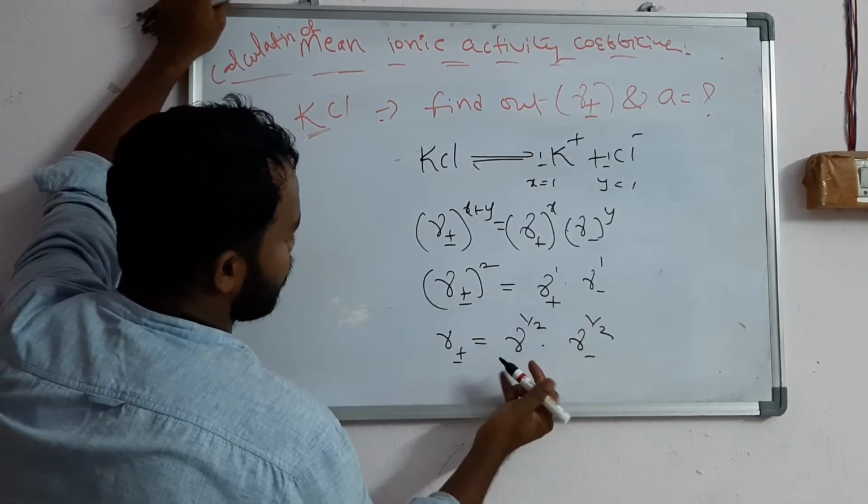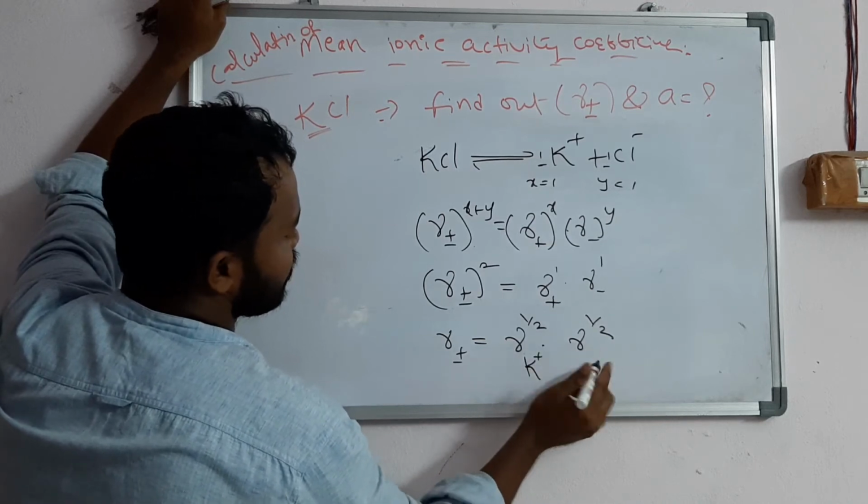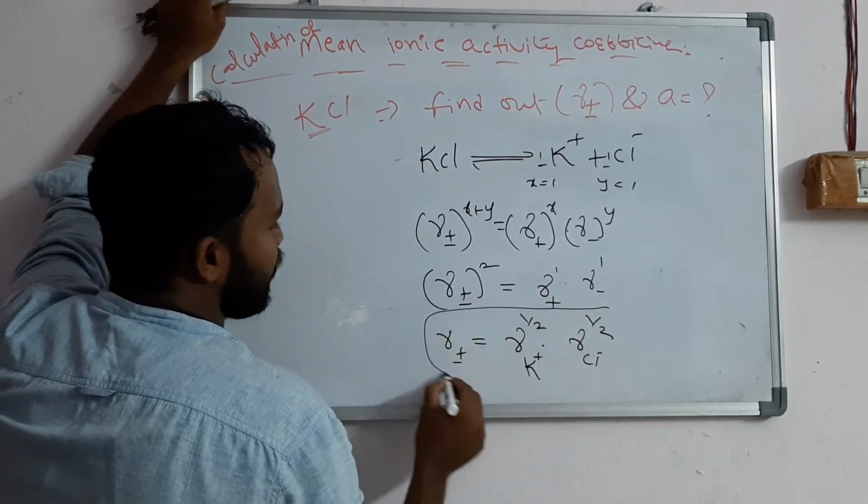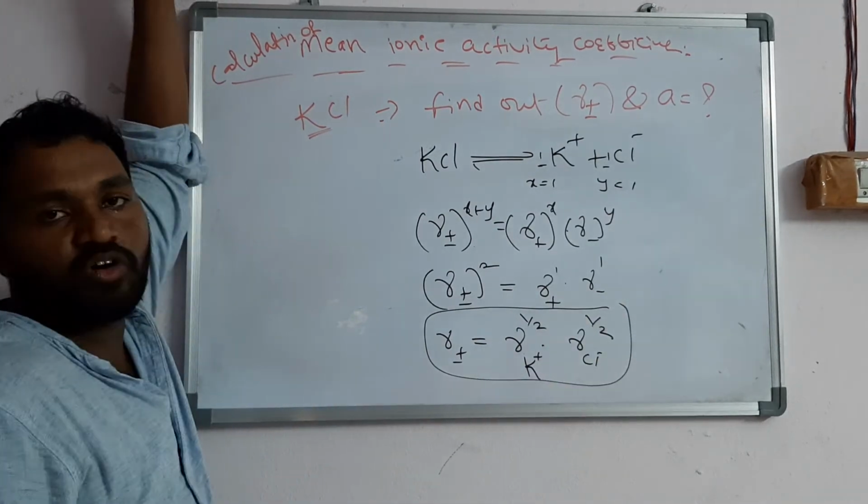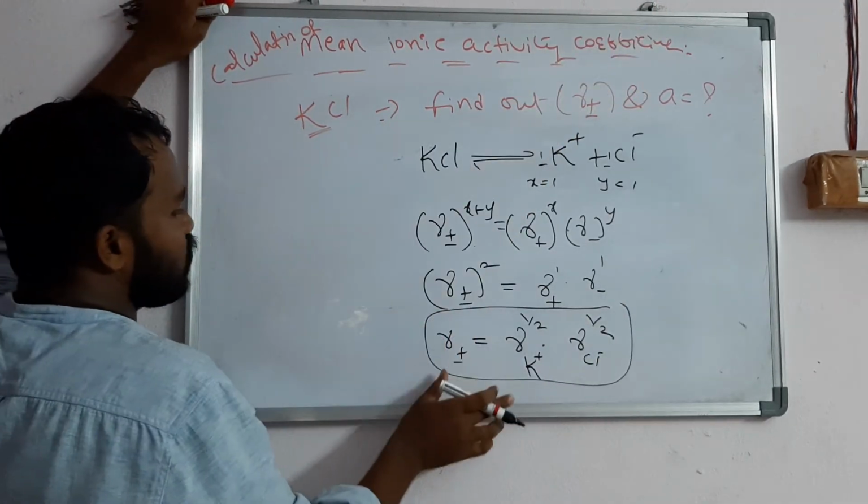Whenever plus is there, you should write K plus. Whenever minus is there, in the suffix you should write Cl minus. This is about the mean ionic activity coefficient of KCl. So, mean ionic activity coefficient of KCl.